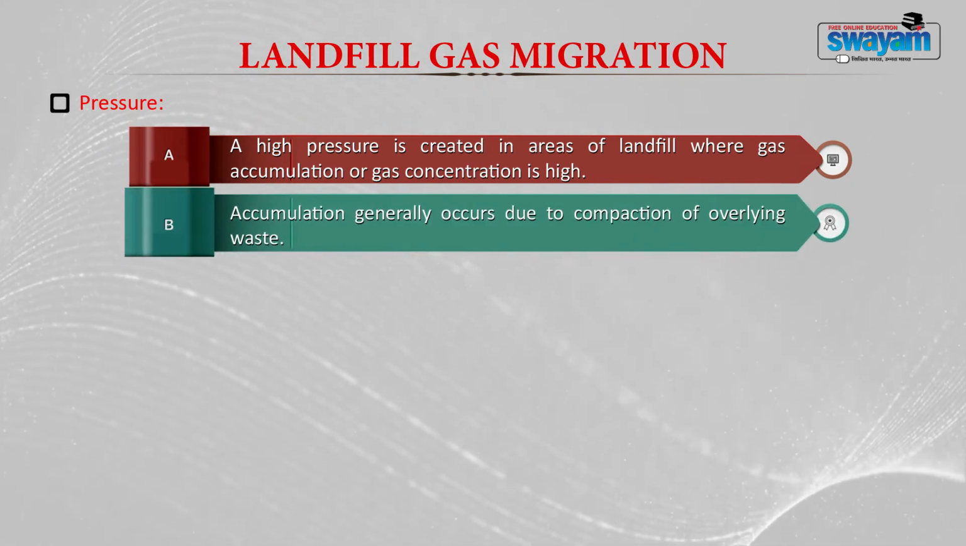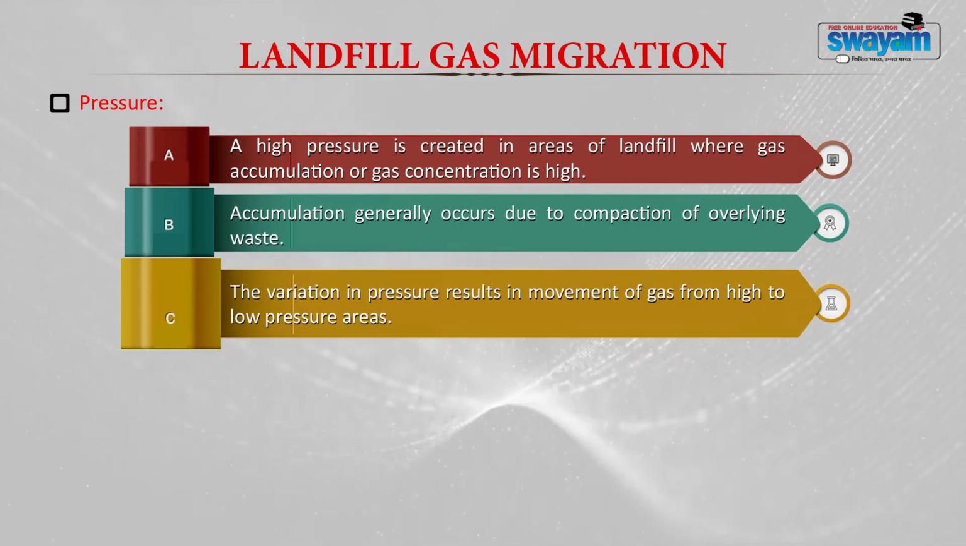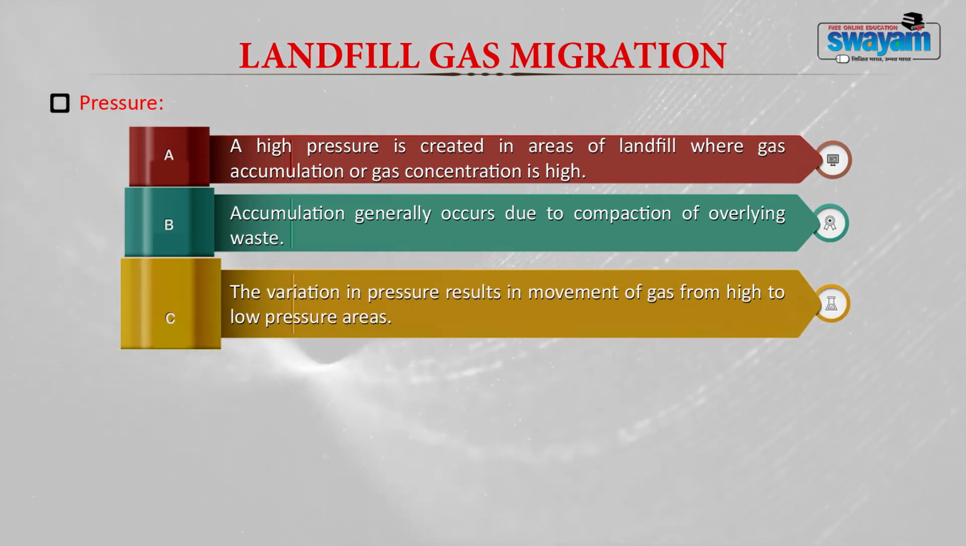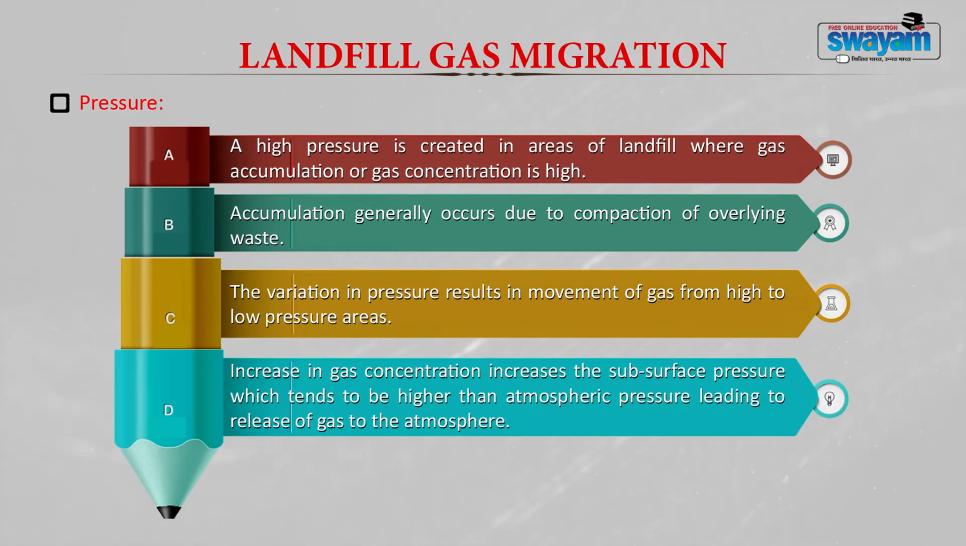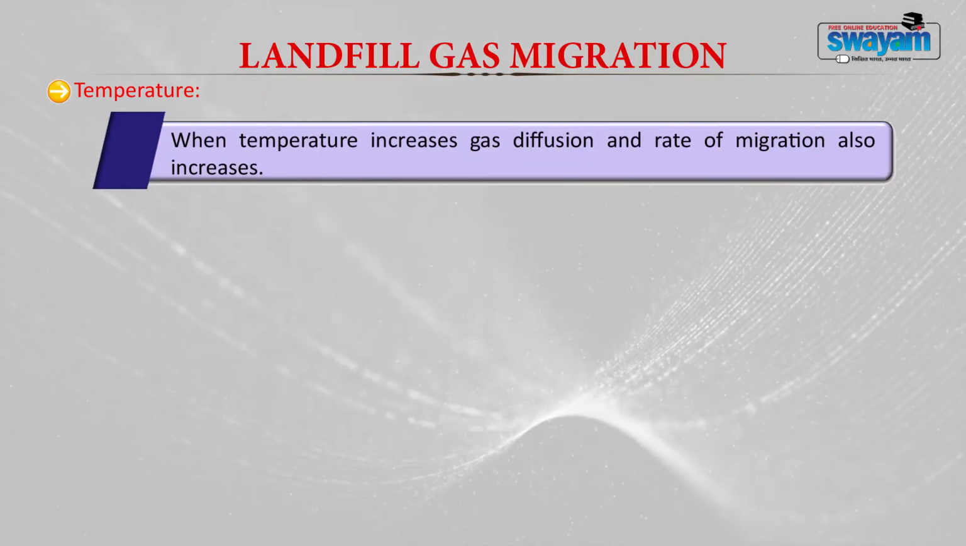Now, accumulation generally occurs due to compaction of your overlying waste. The variation in pressure will generally result in the movement of gas from high to low pressure areas. An increase in gas concentration will increase your subsurface pressure, and it will be higher than the atmospheric pressure. When it is higher than the atmospheric pressure, the gas will be released into the atmosphere. The other factor that influences the migration of gas is the temperature. When temperature increases, gas diffusion and rate of migration also increase.